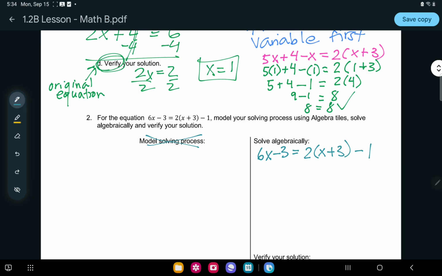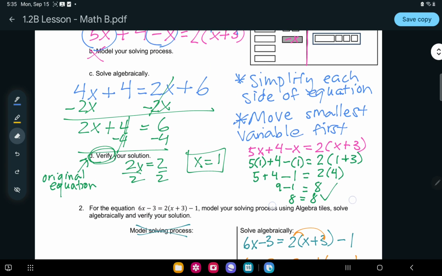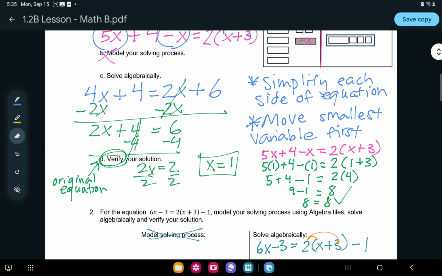So I want you to just go ahead and pause this and try this one on your own for a second. So go ahead and pause the video here. Okay, so hopefully you've distributed and you've combined like terms, and you've at least gotten to this point where you have simplified each side first. If you don't have this on your paper, make sure you write that down. Simplify each side of the equation, and then move the smallest variable first.